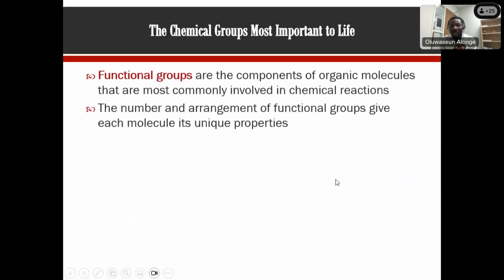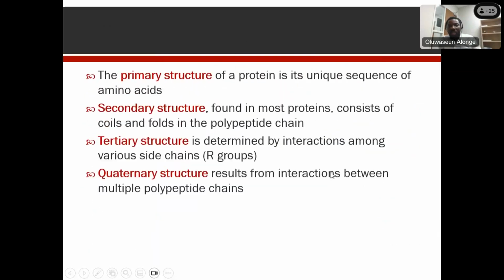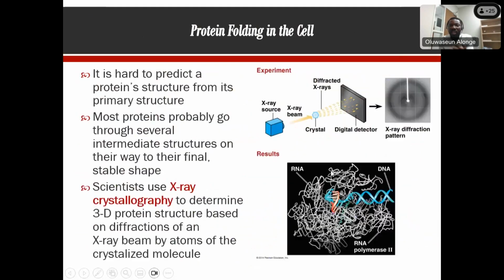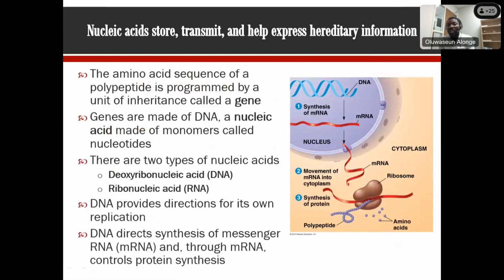Okay, so I'll talk about nucleic acid briefly. Now, the nucleic acids are actually the DNA and RNA. DNA is deoxyribonucleic acid, and RNA is ribonucleic acid. Now, the DNA is what is responsible for our genetic composition. RNA is derived from DNA. RNA is single-stranded, and DNA is double-stranded.